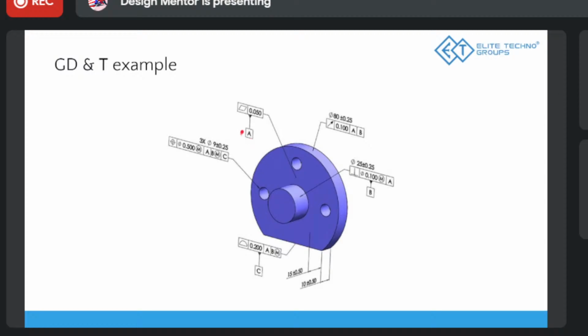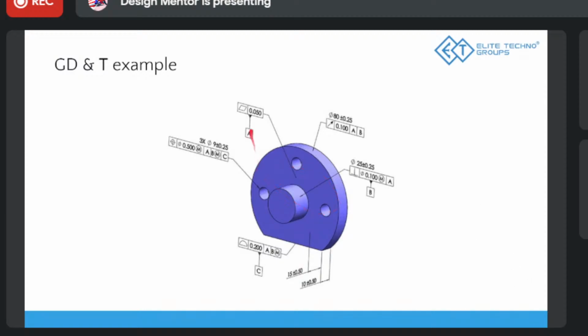Let's talk about datums first. A is given here. That means this whole surface that you're looking at is datum A. So the part will be rested like this. Now you know how the part will be rested, right? Otherwise you wouldn't be able to know. The designer would have to tell you to put the part like this. Now you know that the part has to be placed with respect to this surface like this.